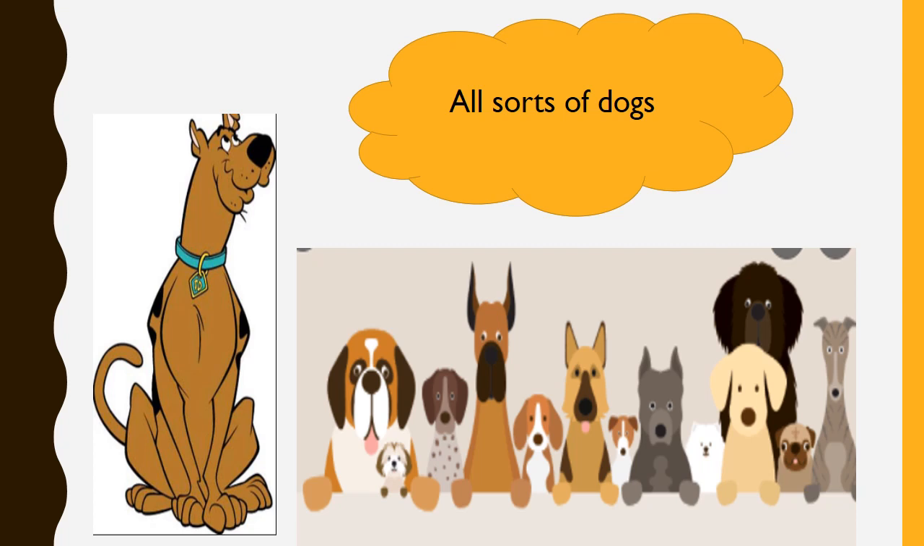Children, after reading this poem, we know all dogs can be different in shapes and different in sizes. They can be big or small, short and tall, fat or thin. Dogs are not all the same.